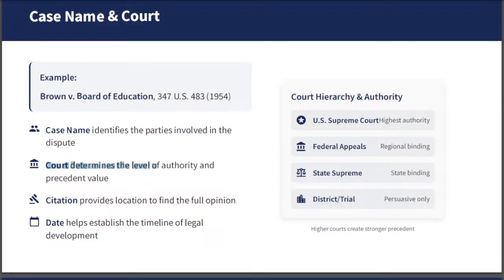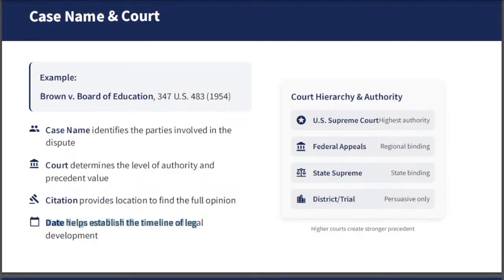The court determines the level of authority and precedent value. The citation provides the location to find the full opinion. And the date helps establish the timeline of legal development. So these are all the parts of the case citations that you commonly see, and how you can break them apart. This is the location to find the full opinion, and you can have page numbers, etc.